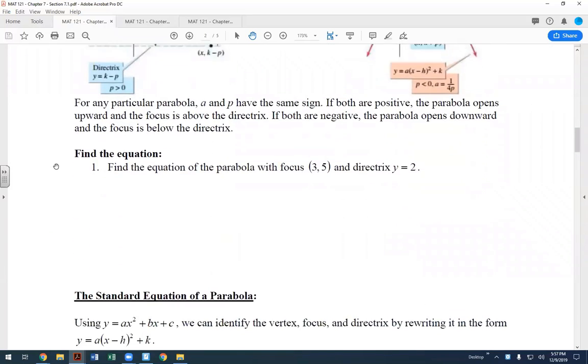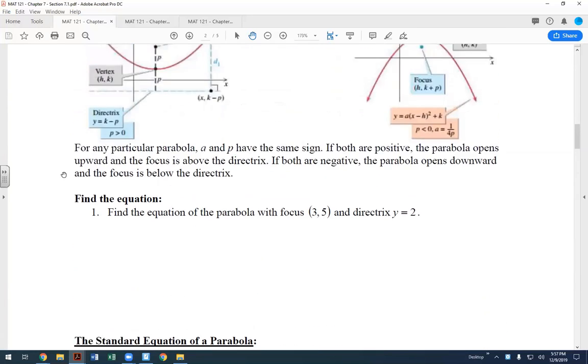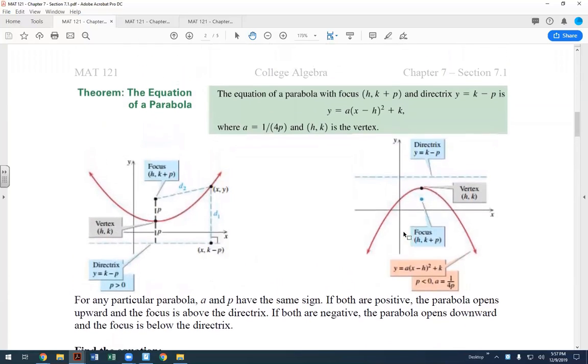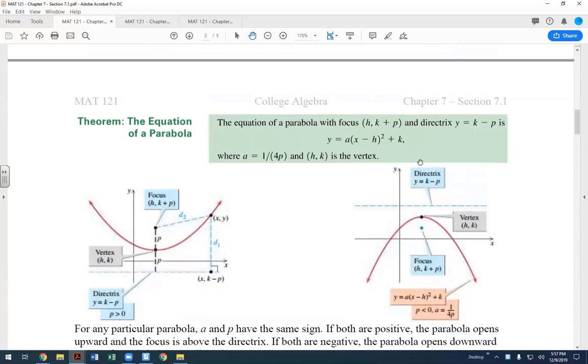So let's actually look at this example here. They're asking us to find the equation of a parabola if we are given the focus and the directrix. Now again, remember the directrix is just this line, which is the same distance on the opposite side from your focus. So just some basic definitions that we should be familiar with.